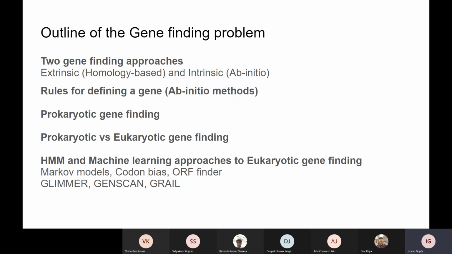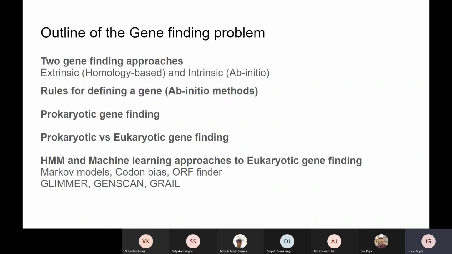The other approaches are called intrinsic approaches, which are based on ab initio methods, which essentially work on defining a gene based on certain rules. They can be divided into two parts: first, genes in prokaryotes, and second, gene finding in eukaryotes, and basically how such methods work. And in this context, I'm going to introduce you to the idea of Markov modeling, or Markov models, which are applied to such questions. So before I begin, what would be the difference between a prokaryotic and a eukaryotic gene?